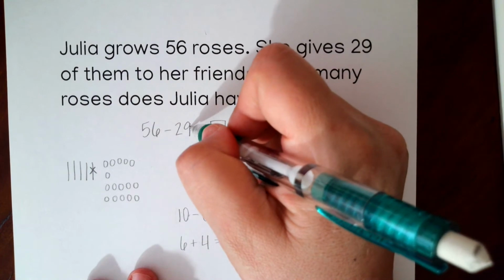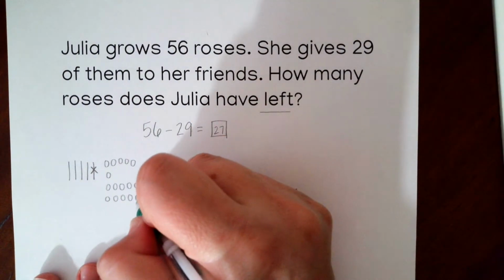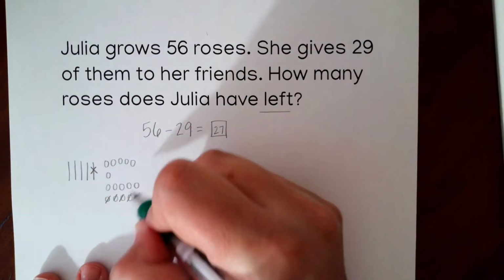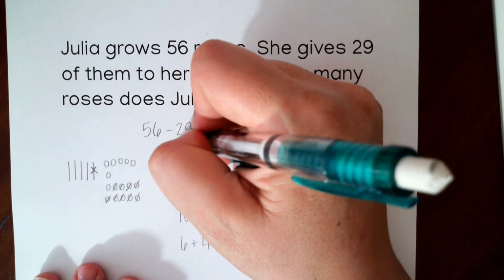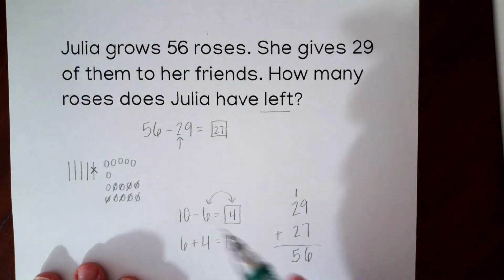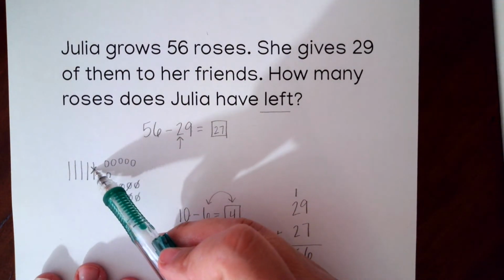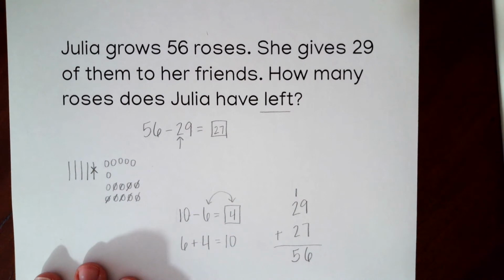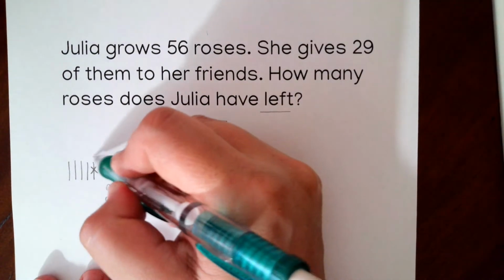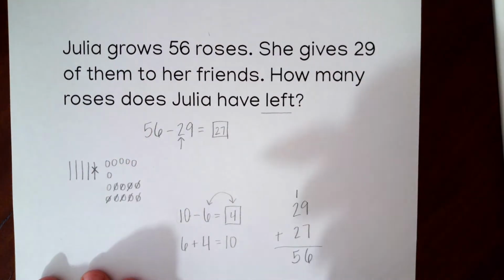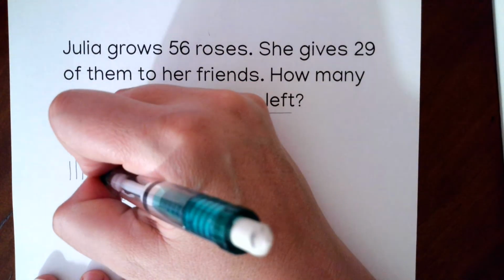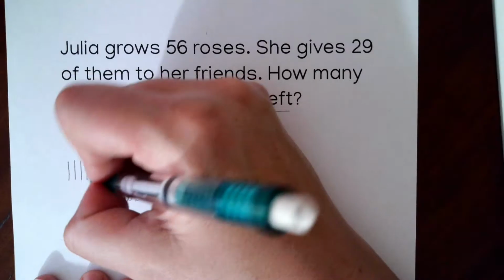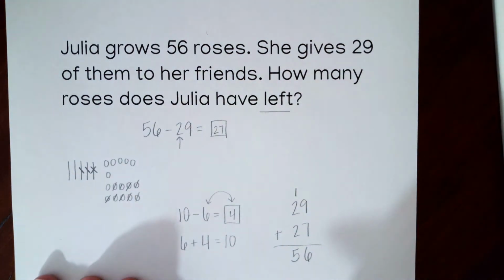Now I can cross off my 9 ones. So I have 1, 2, 3, 4, 5, 6, 7, 8, and 9. Okay, I'm not done. Now I have to cross off 2 10s. Does this one count because it's already crossed off? No way. This was an exchange. This is a separate business deal for these ones. We still need to take away our 2 10s. So I'm going to put a slash through 1 10 and a slash through 2 10s.